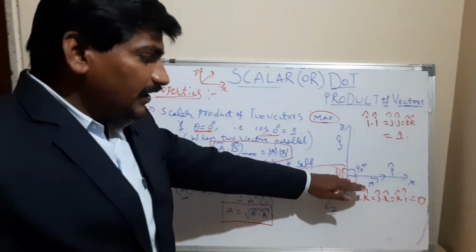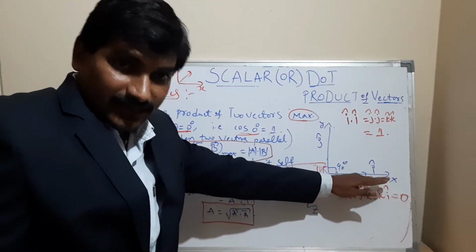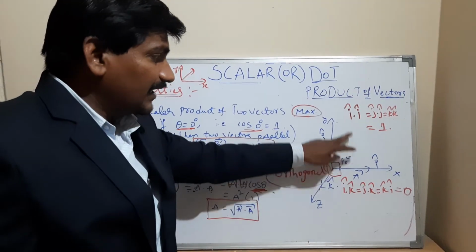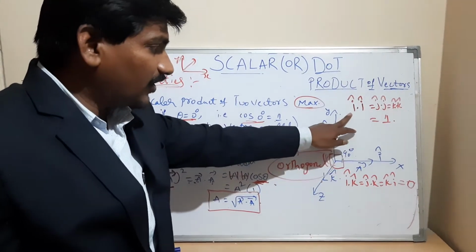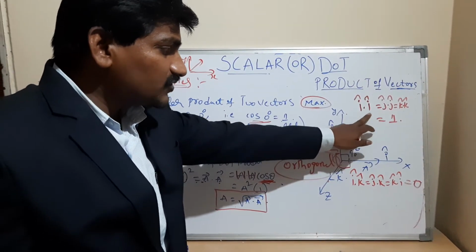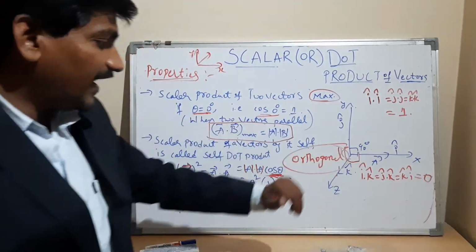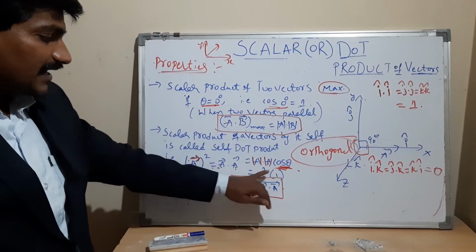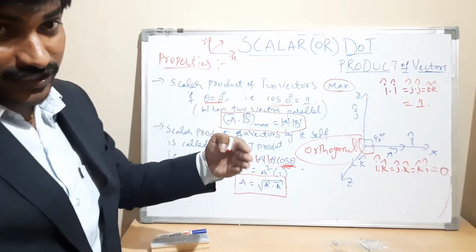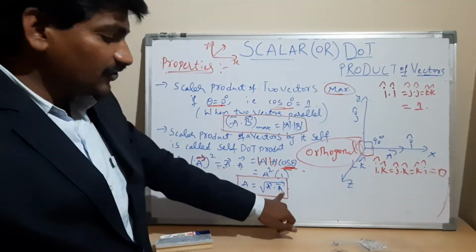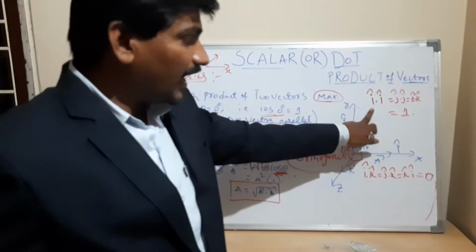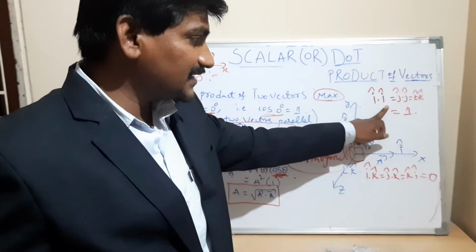Now let me tell you, in the direction of i, any vector is acting. The product of vector i with itself, i dot i: since both are in the same direction, we have seen already that when two vectors are in the same direction, the product is taken. Unit vector means magnitude equal to 1. 1 into 1 gives us 1, the maximum result. So i dot i, since these are unit vectors, is equal to 1.